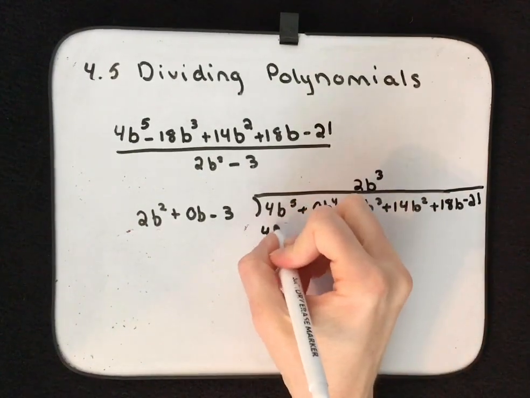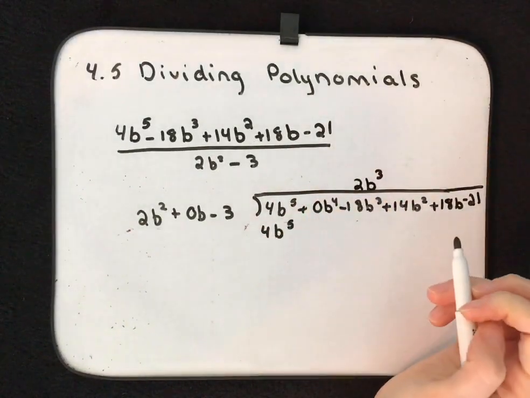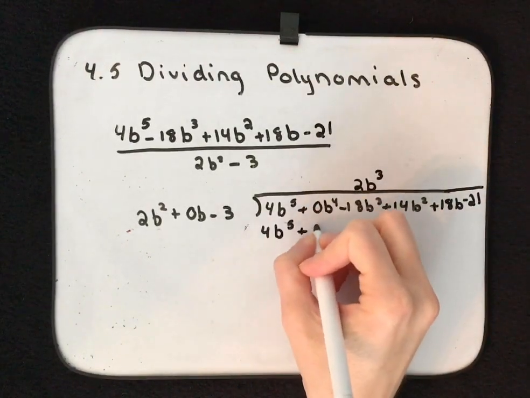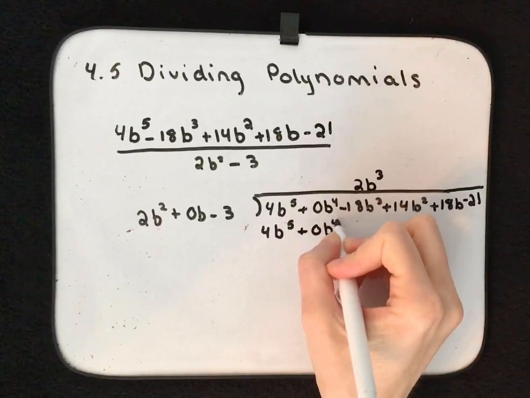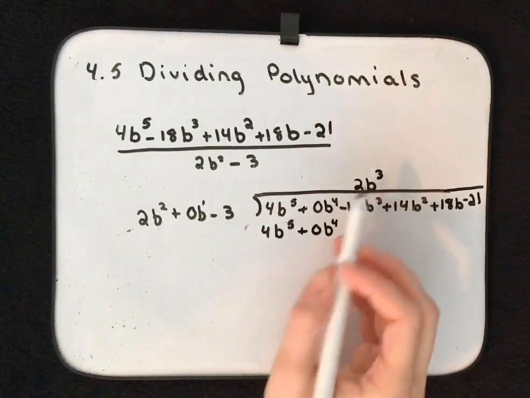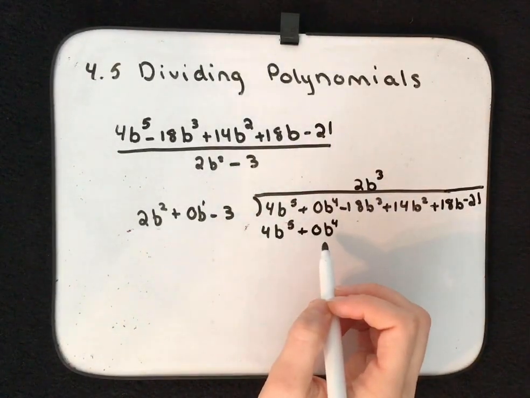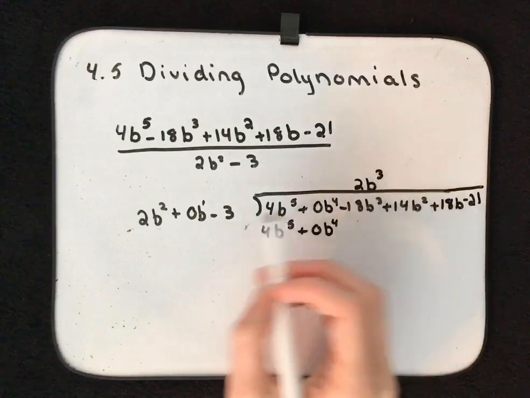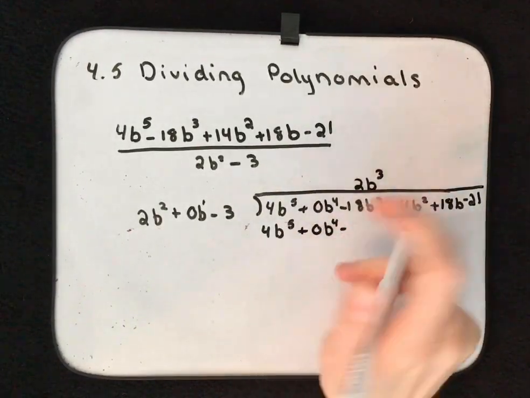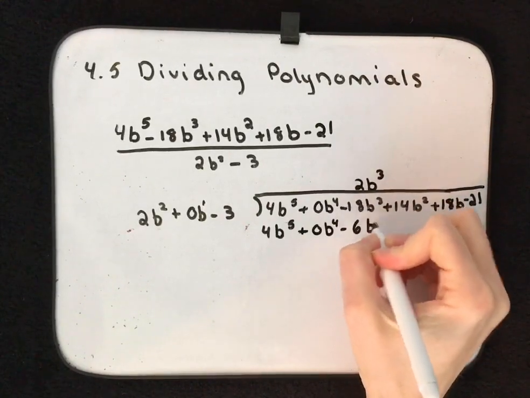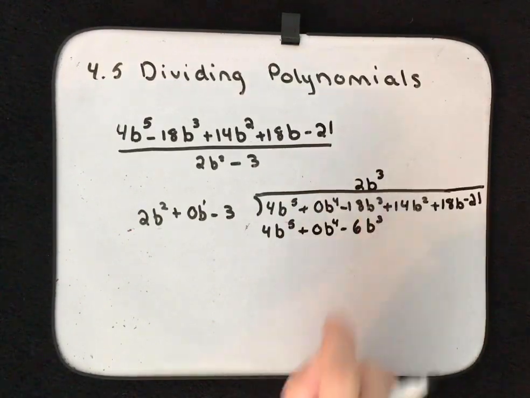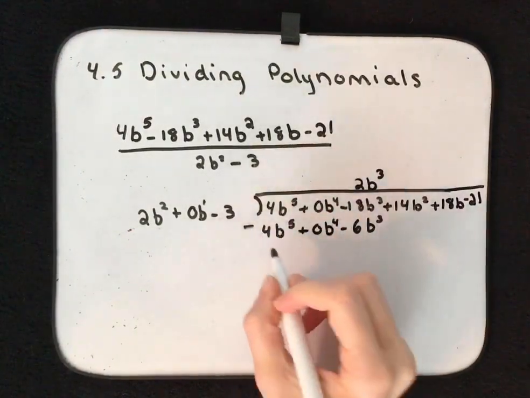Let's put it in the right spot. There we go. And then continue down through. 2b to the third times 0b to the third is 0b to the fourth. 2b to the third times 0b to the first is 0b to the fourth. 2b to the third times negative 3 is minus 3 times 2, which is 6b to the third. Notice everything lines up: b to the fifth, b to the fourth, b to the third. It's important that you keep everything lined up.